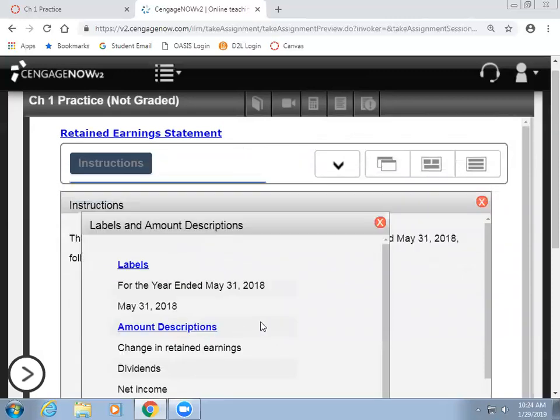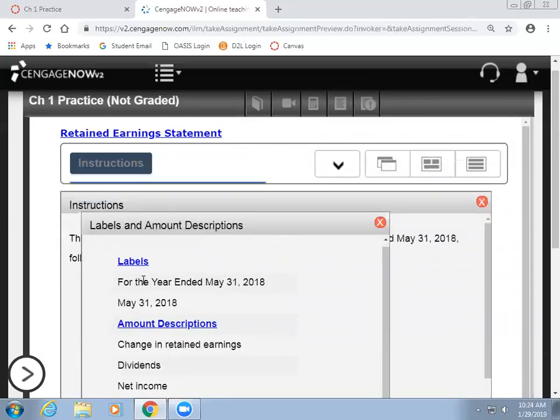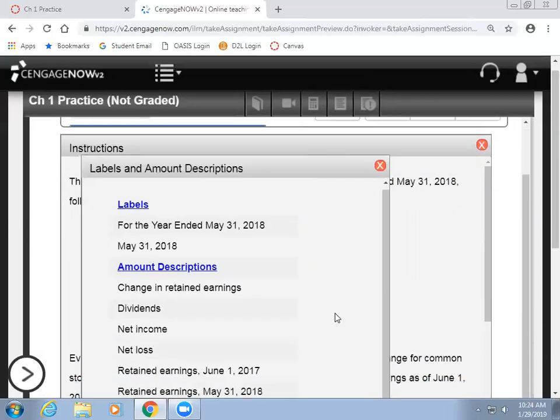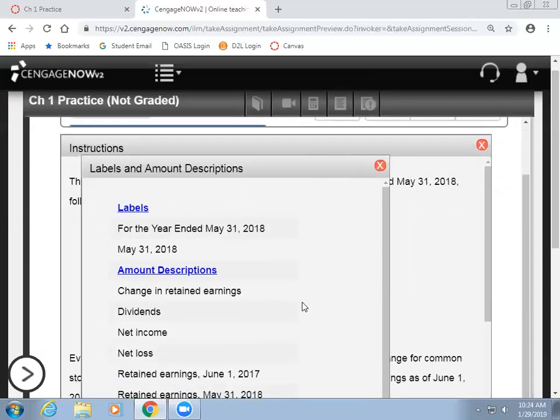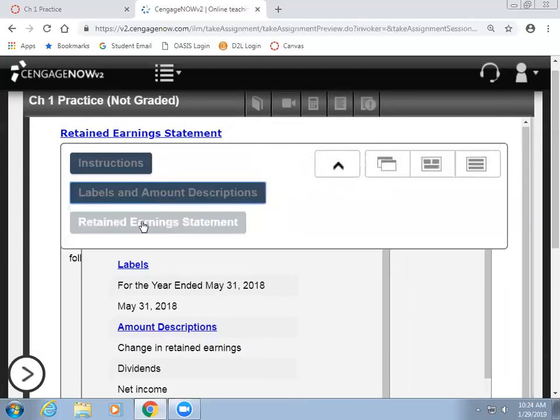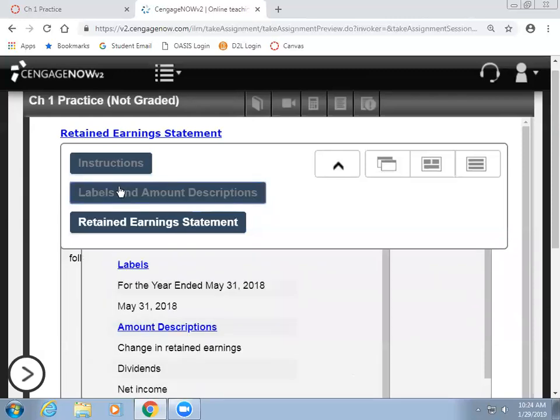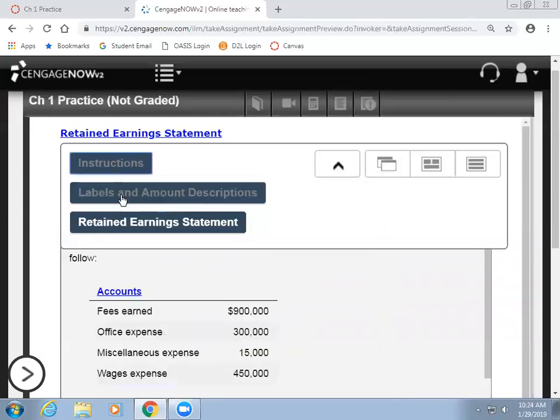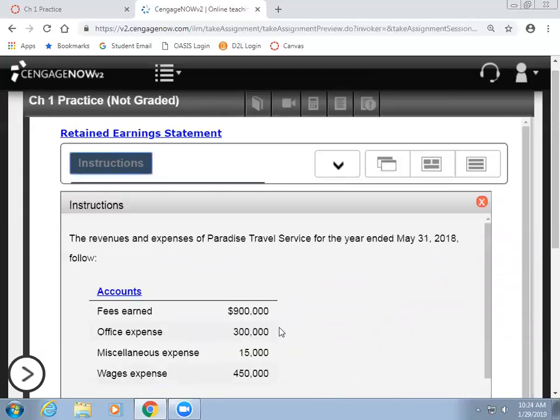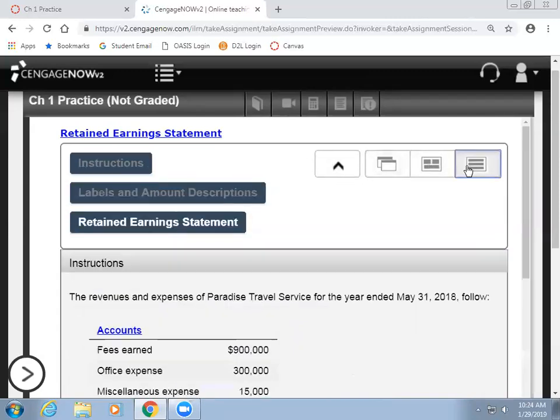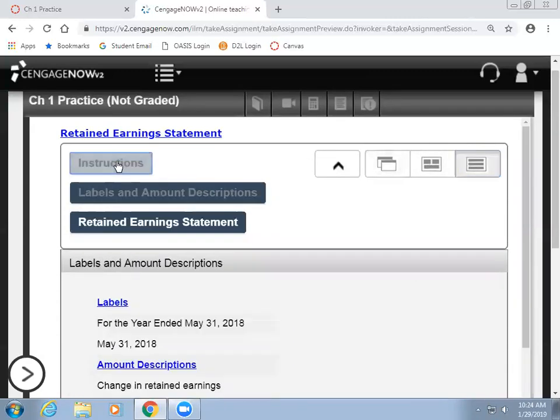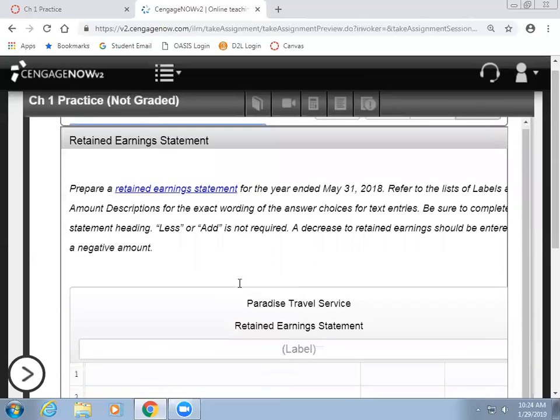Again, I could click on labels and amounts, and it shows me the labels that I may use. You won't use all of them. And then I click on the retained earnings statement. Okay, go away. There we go. Sorry, trying to get it to go away there.